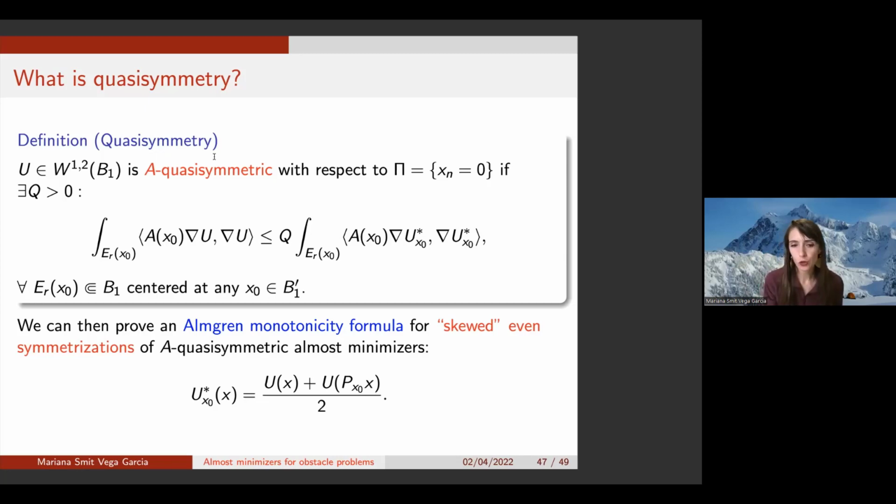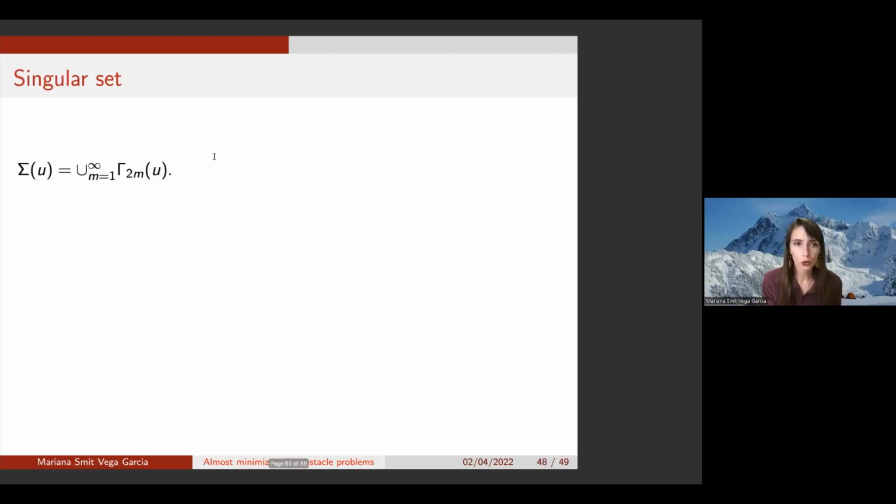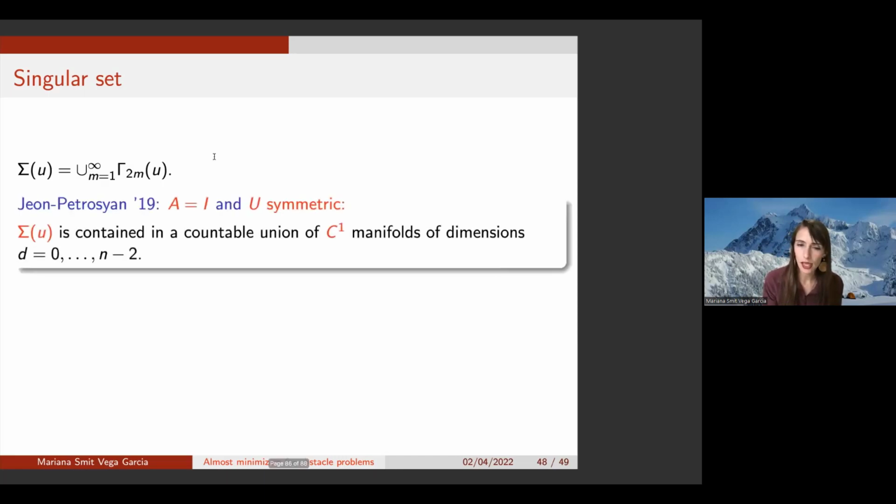With this condition, we can prove an almost monotonicity formula for the skewed even symmetrization. So notice, it's not for any almost minimizer, it's for these. And with that, we were able to follow through with our process. So we were able to prove what happens with the regular free boundary points. So those are C1 gamma. And we were also able to stratify the singular set.